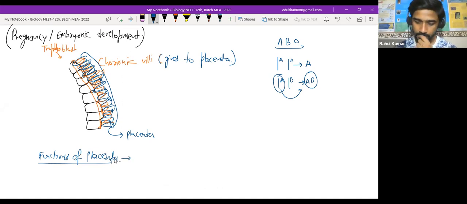The placenta mediates the supply of gases like oxygen and CO2 from the mother's blood into the fetus, into the embryo. From the mother's blood into the embryo. Done?